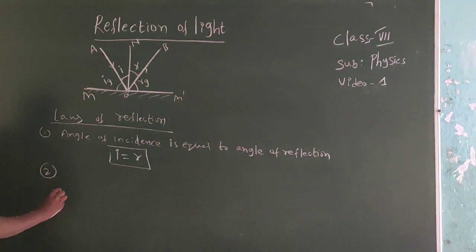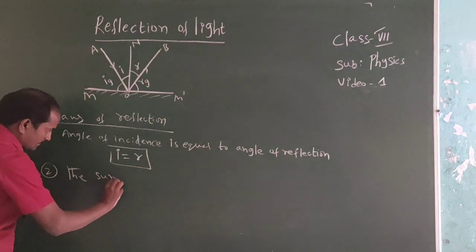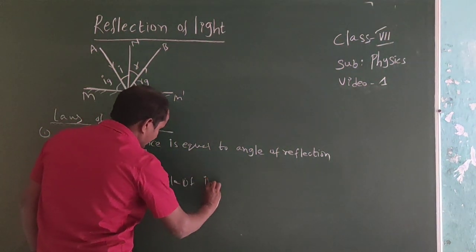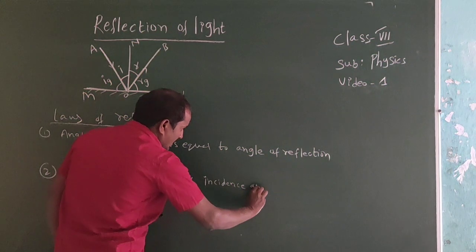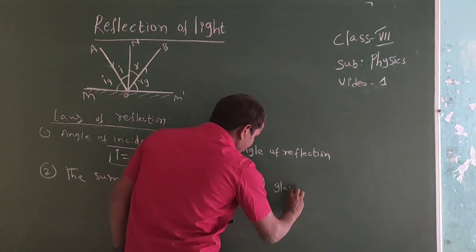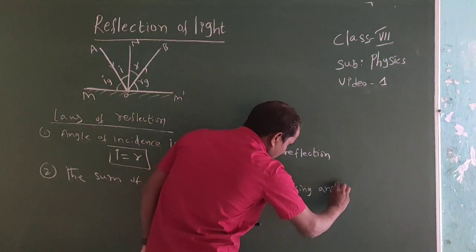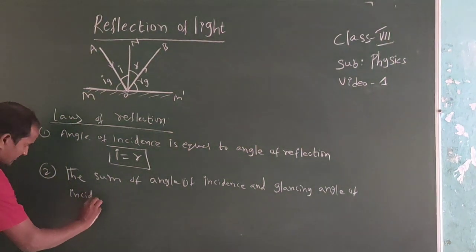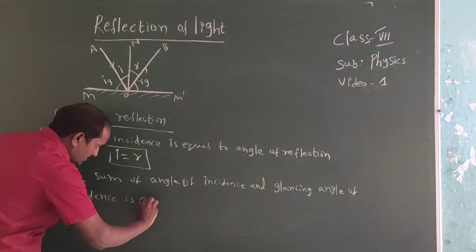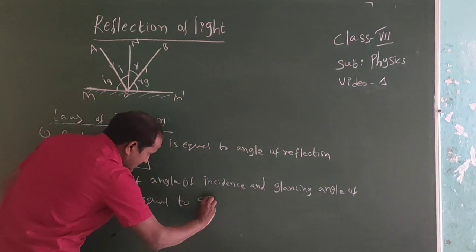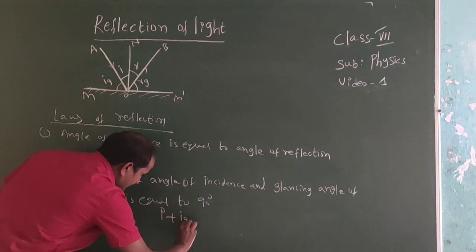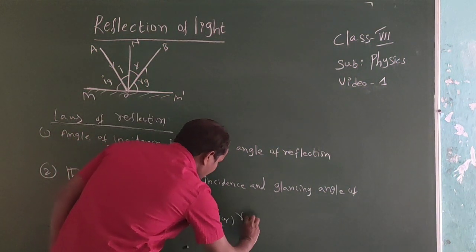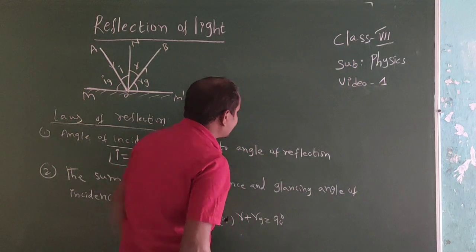Next one, the sum of the angle of incidence and the glancing angle of incidence is equal to 90 degrees. That means here I plus I is equal to 90 degrees. At the same time, R plus R is equal to 90 degrees.